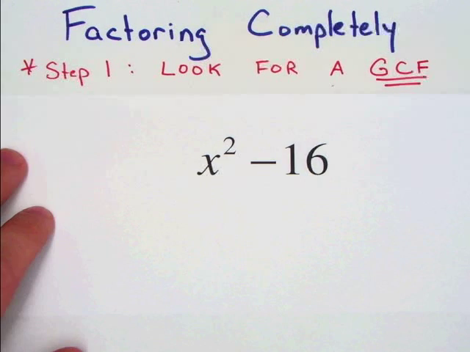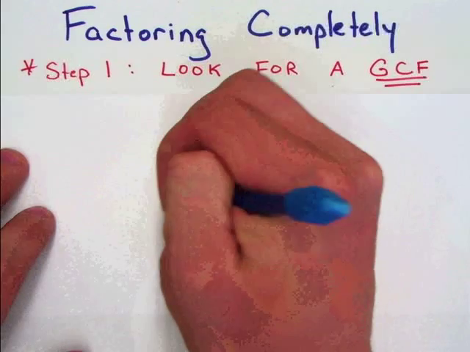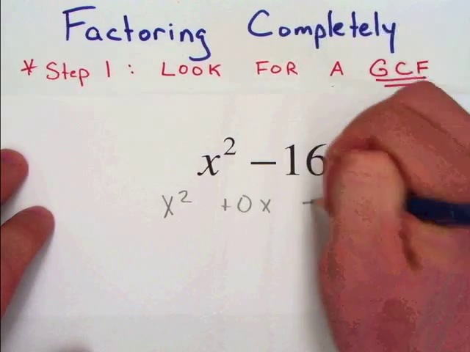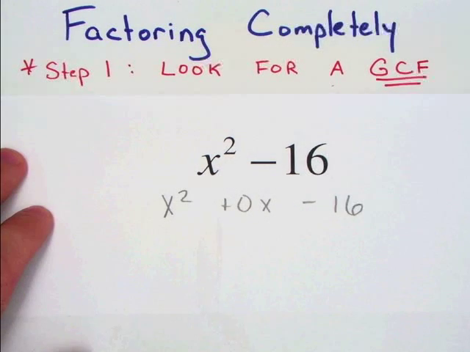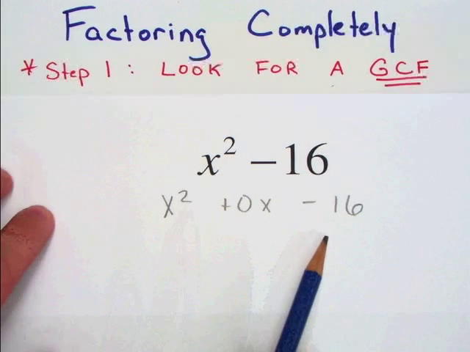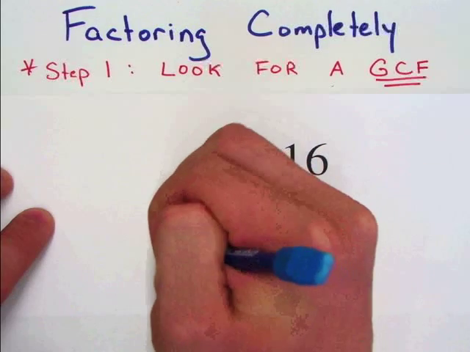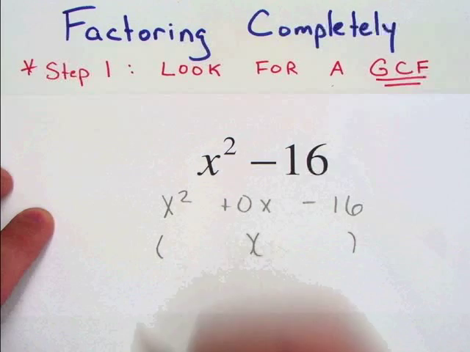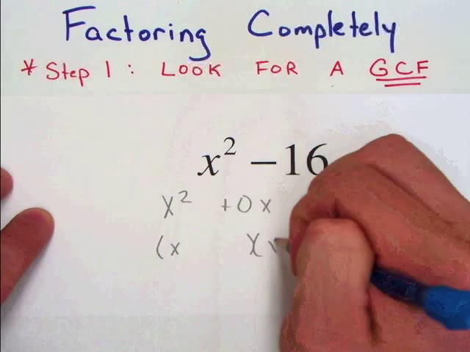As we look at this next example, we again notice that there is no greatest common factor between the two terms. This polynomial can be factored as a difference of perfect squares. It also can be rewritten as x squared plus 0x minus 16. If we were to factor this polynomial, we would be again factoring this polynomial as a product of two binomials. The first term in each binomial is again x.